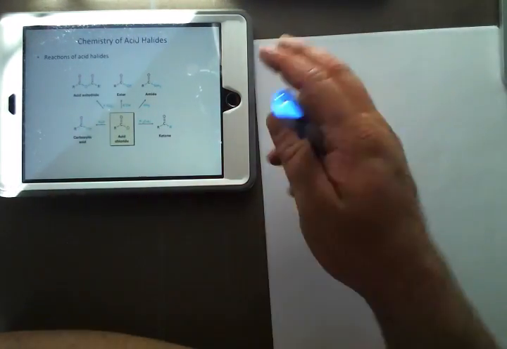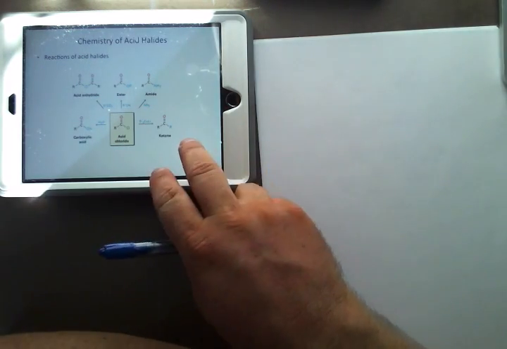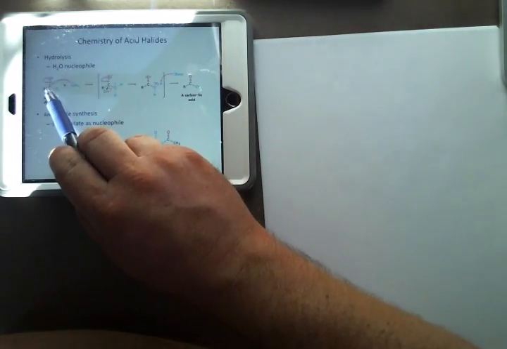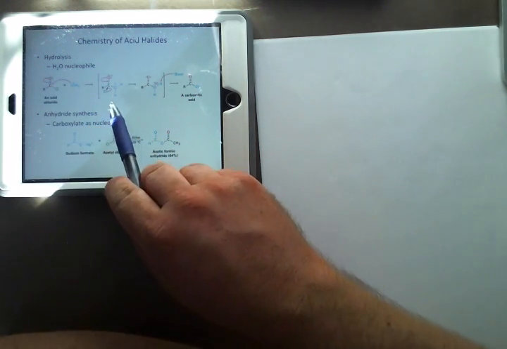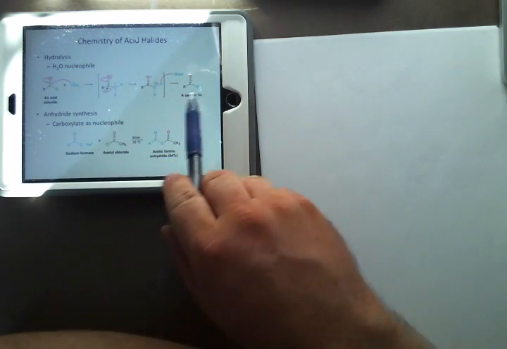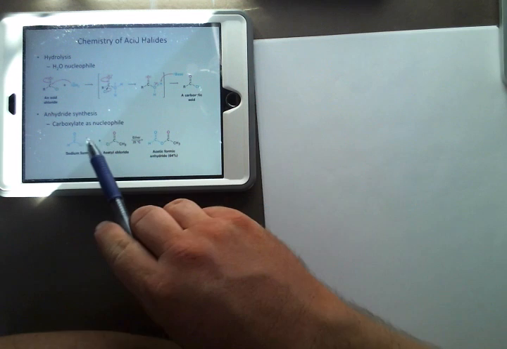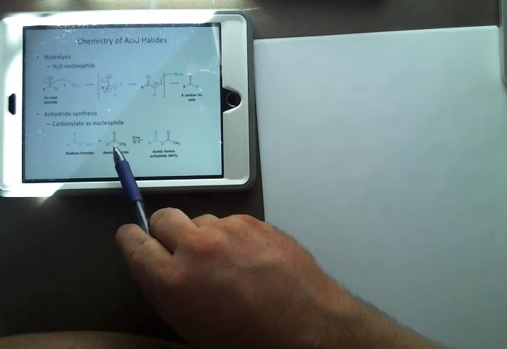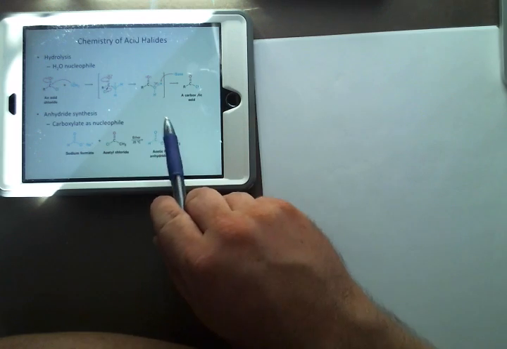And again, depending on what you add, you're going to be able to do this. If you're adding water, you're going to attack, kick down, kick away the chlorine, and as the chlorine leaves, it's going to grab a hydrogen, so you're going to end up with the carboxylic acid. For the anhydride, the carboxylate is going to be your nucleophile. That's going to attack there, up, down, kick away the chlorine to make the anhydride.